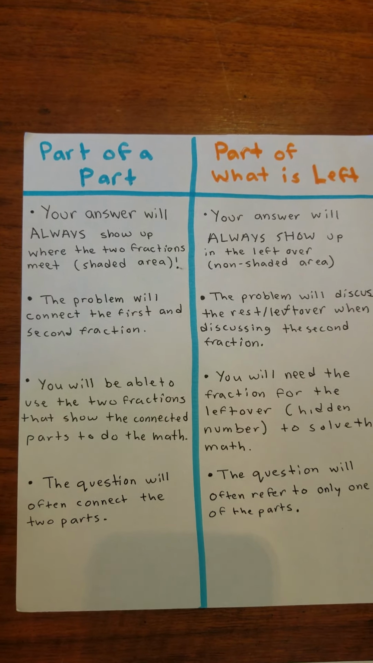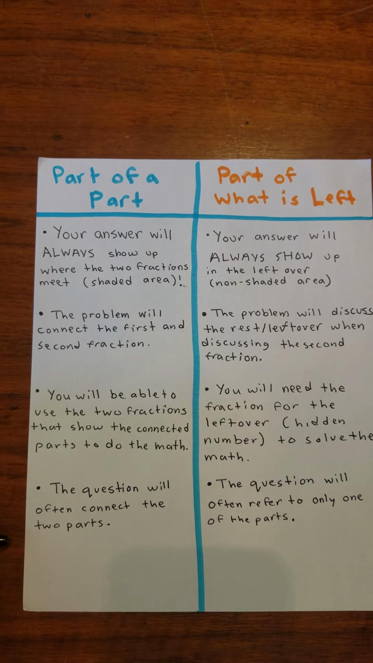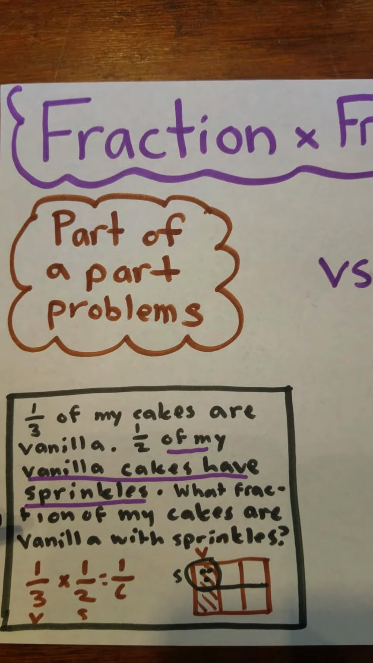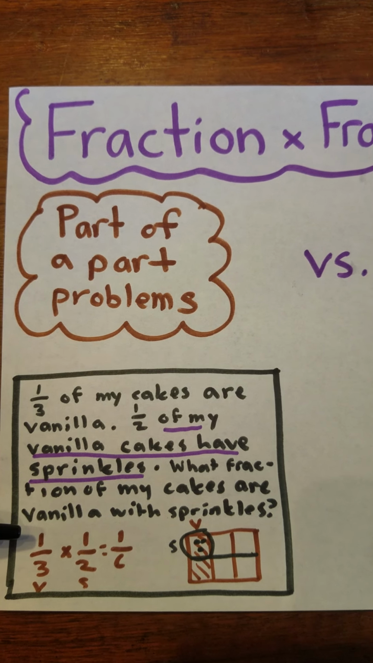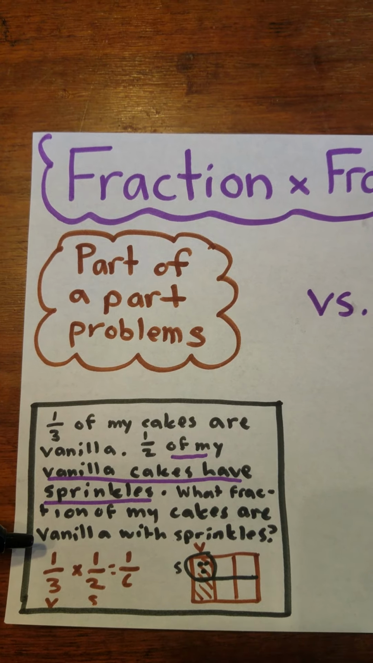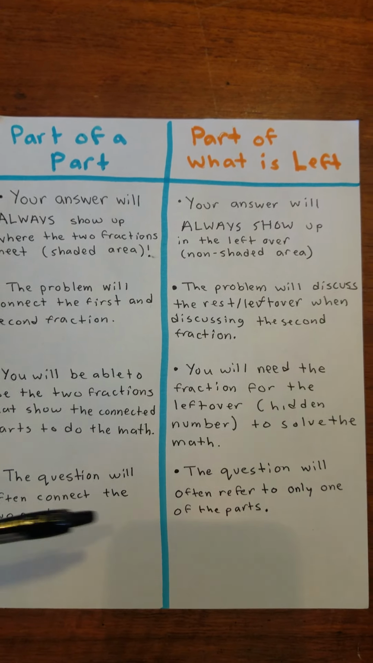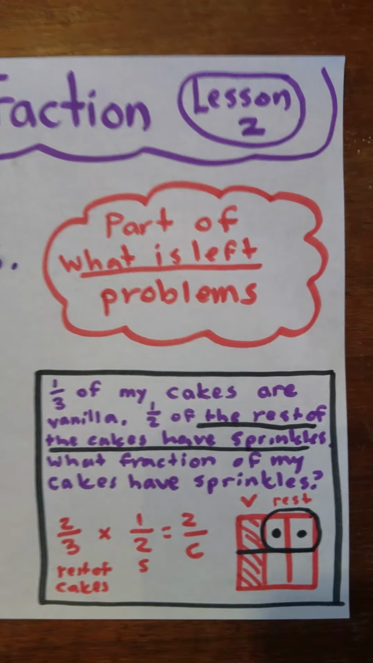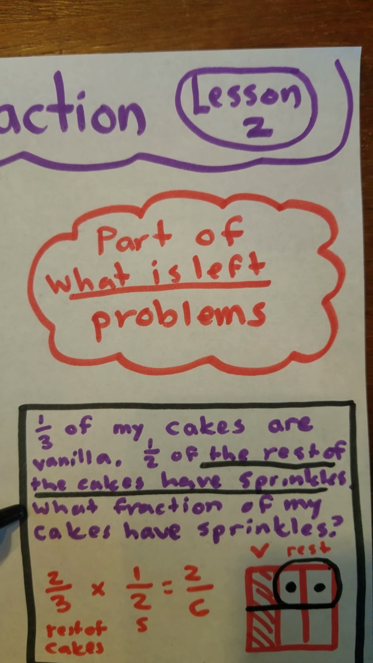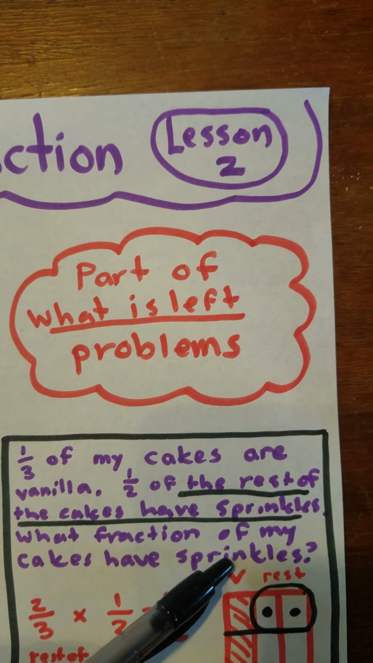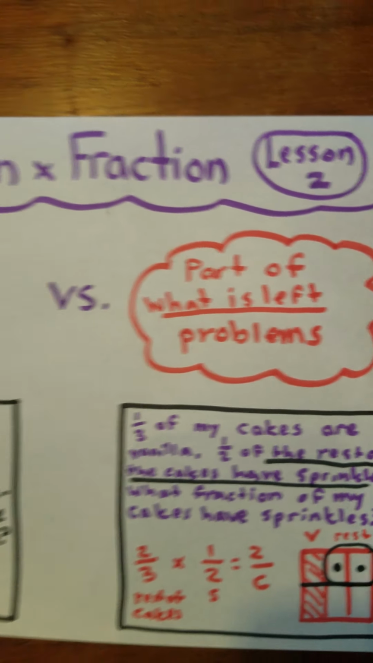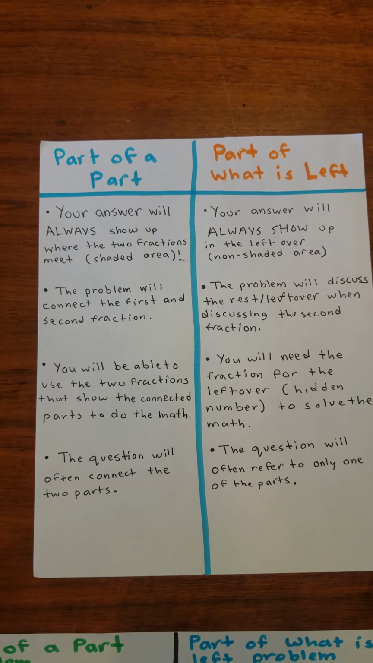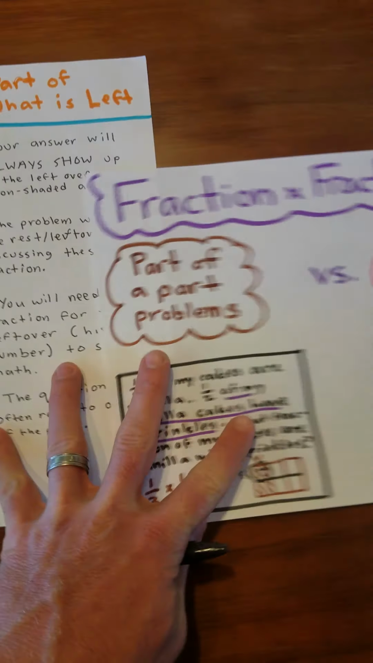Finally, when it comes to the question, it will often connect the two parts. You can see that here in the part of a part question, what fraction of my cakes are vanilla with sprinkles? This question connects the two parts of the problem. However, in part of what is left problems, the question will often refer to only one of the parts. Once again, that can be seen here in this problem when it says, what fraction of my cakes have sprinkles? It only is referring to those sprinkles. So hopefully you understand some of these general ideas that will show up. Now let's see how those play out in word problems.